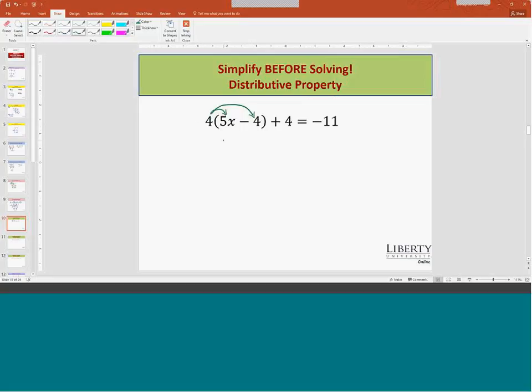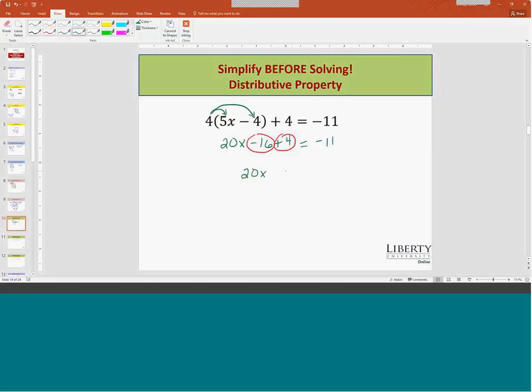So 4 times 5x gives me 20x. 4 times minus 4 gives me a minus 16. Then plus 4. He's not inside parentheses, so we don't multiply him by anything, and then just this minus 11 is on the right. And simplify before solving. I have a minus 16 and a plus 4 still on the left side of my equation, so I need to combine those.